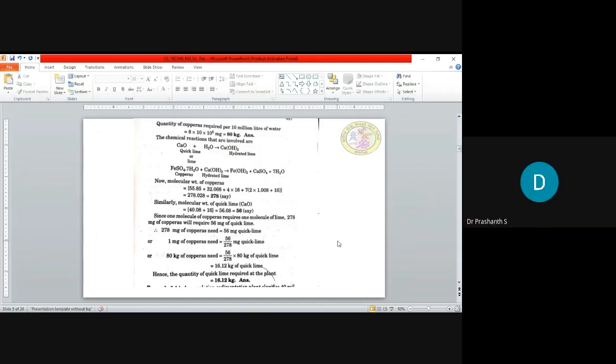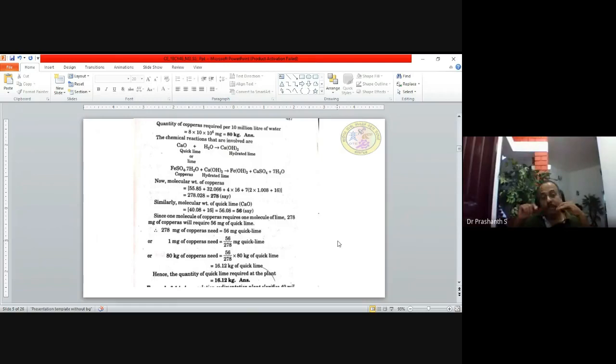What is the amount of lime that has to be added? So CaO plus H2O gives Ca(OH)2. FeSO4·7H2O plus Ca(OH)2 gives you ferric hydroxide. So 278 milligrams of copperas requires 56 milligrams of quick lime.